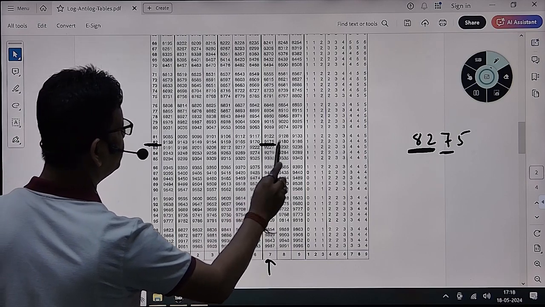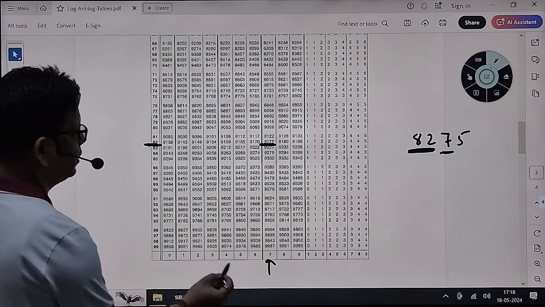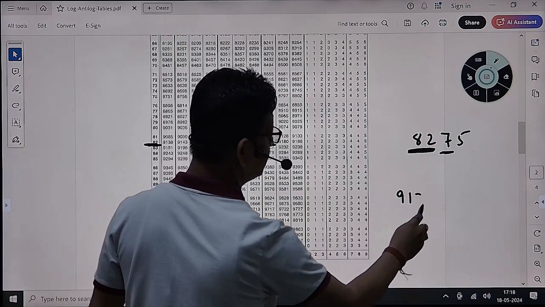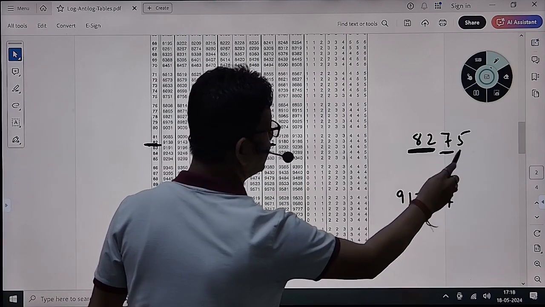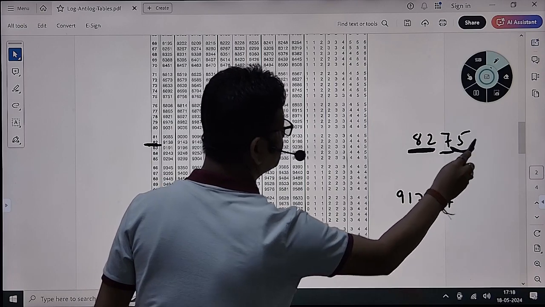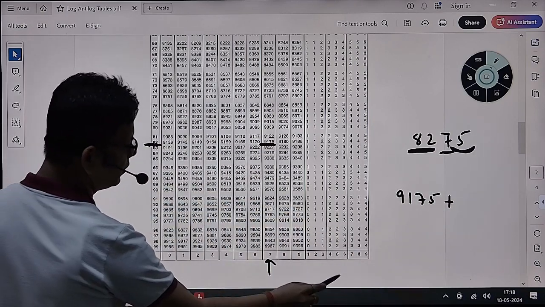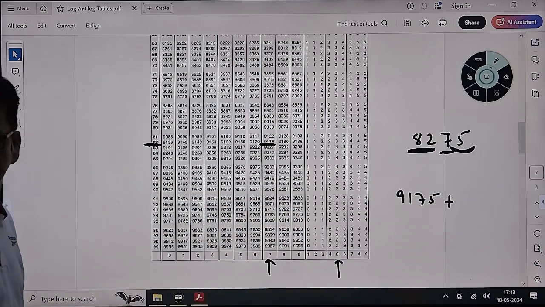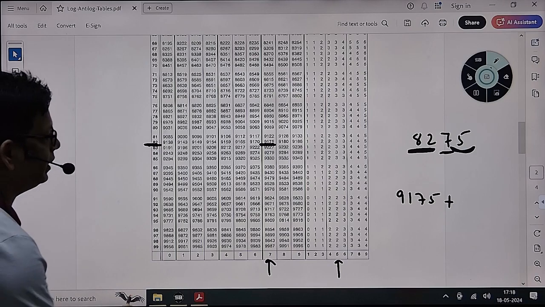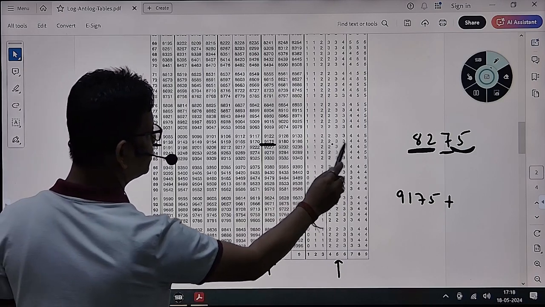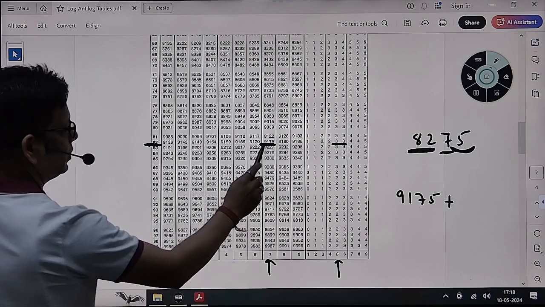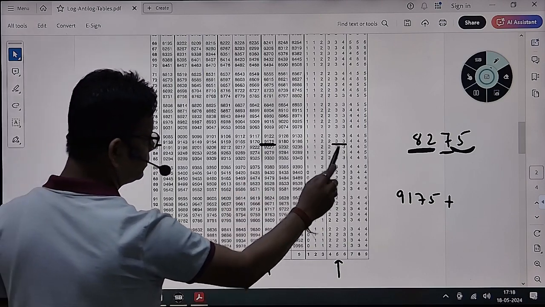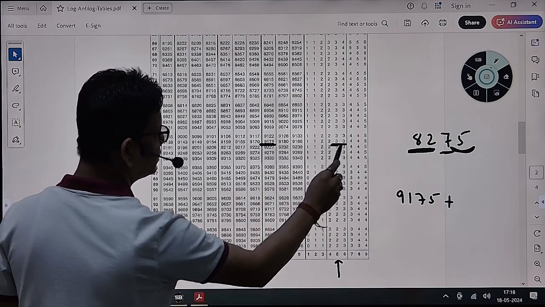Am I correct, all of you? So we got 9175. The last digit is 5, so this 5 we have to look up in the mean difference. You all see this is 5, correct? So in 5, the mean difference is how much? 3. So it will be 9175, and for this 5th column the number is 3.